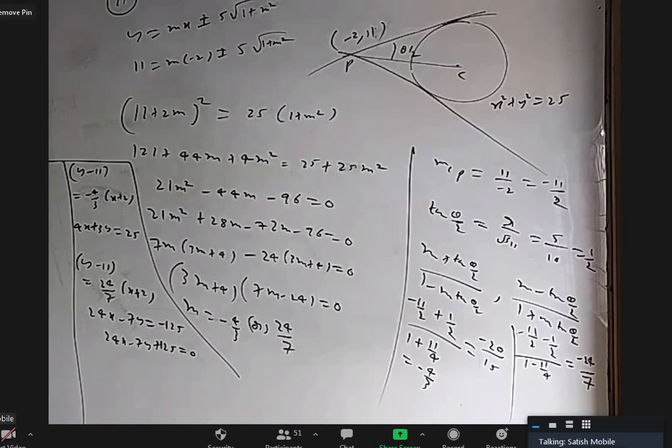Okay, so this is not a new question. Even in IP, you have from an external point, find the tangents, right?